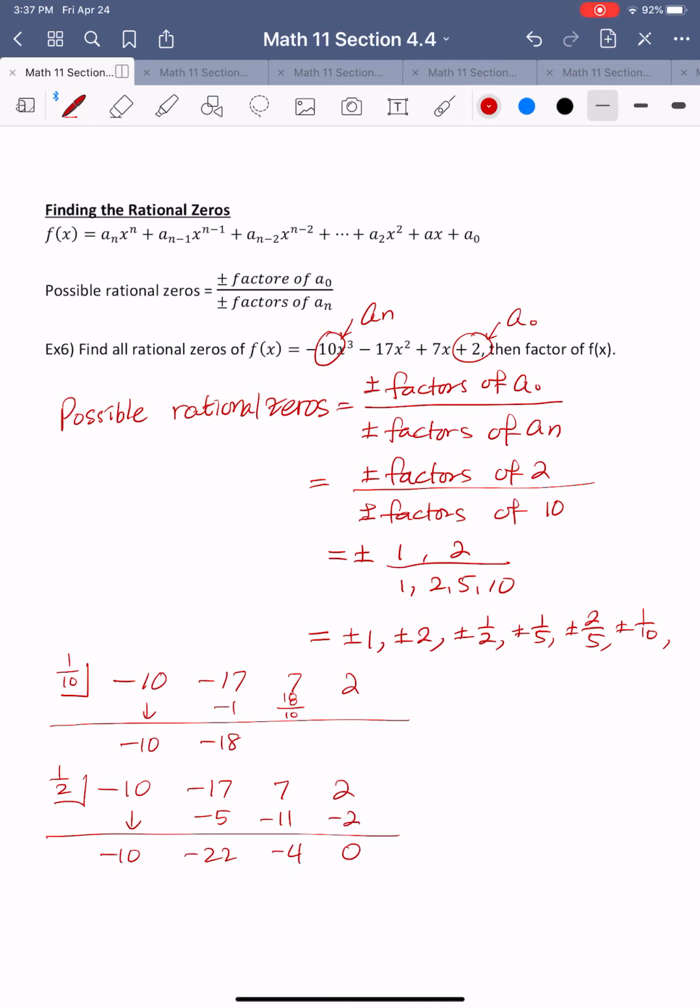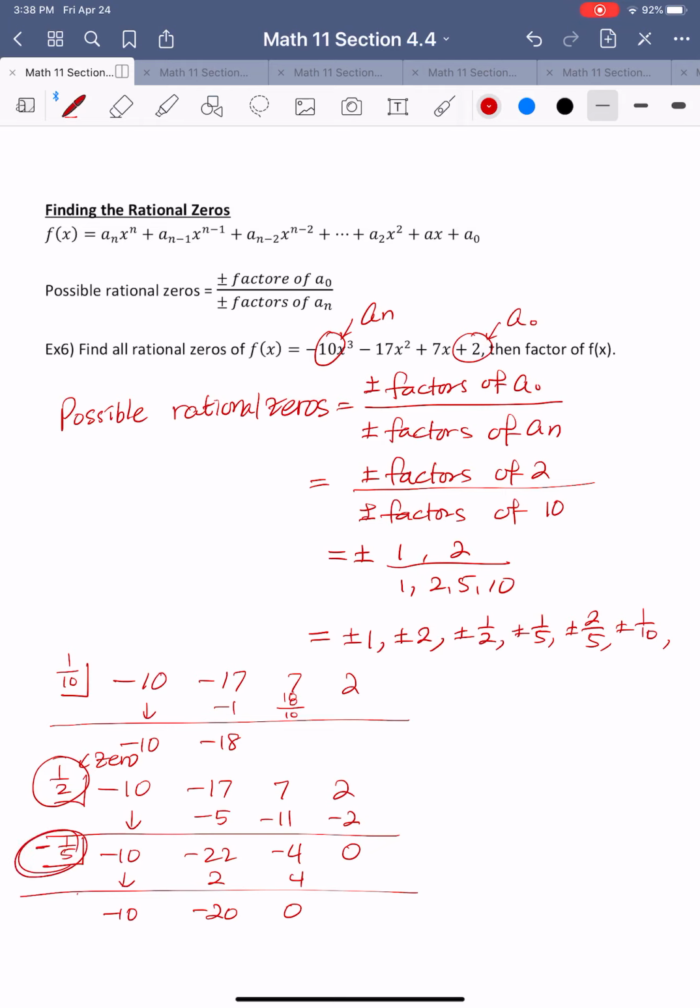Yes, this is a 0. So 1/2 is one of the zeros. And then you can keep doing that. So if you're doing it from here, don't start over from the beginning, okay? And then if you have a 1/5, bring down the negative 10, which you multiply to negative 20, which is a 4, 0, see? So we got another one.